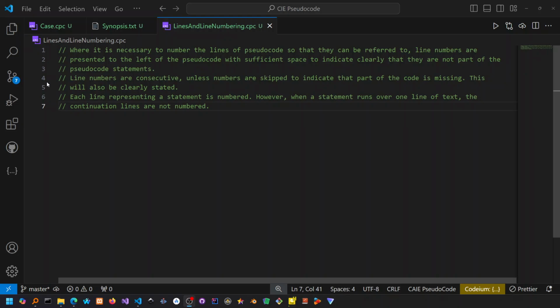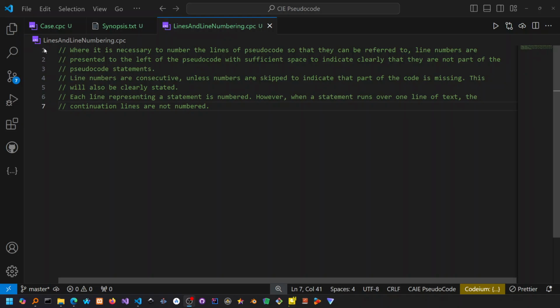So essentially, you realize that for the most part, every IDE that you would want to use, like any modern day IDE, is going to give this line and line numbering effect. So essentially, let's just read through this sentence right here. Where it is necessary to number the lines of pseudocode so that they can be referred to, line numbers are presented to the left of the pseudocode. So this is what you see going on right here.